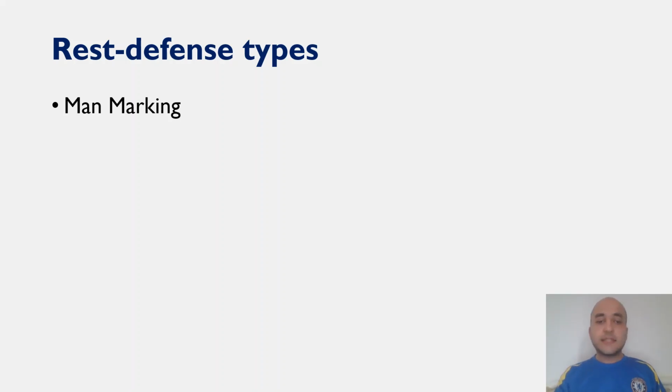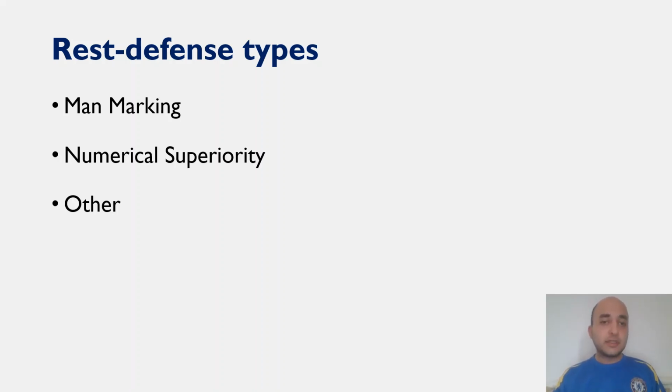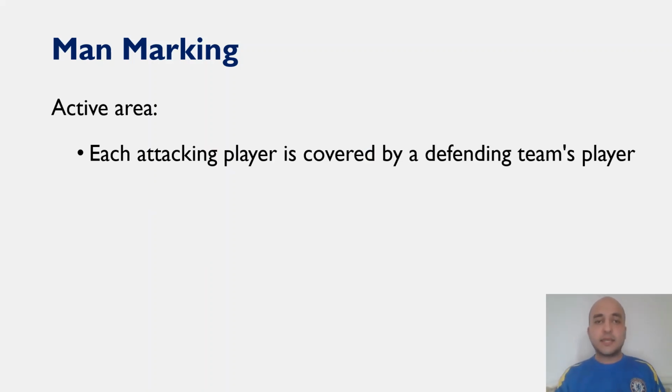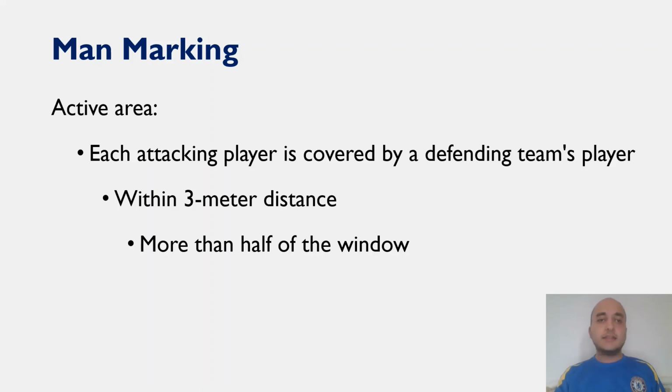And then here we introduce different rest defense types. We have, for example, man marking, we have numerical superiority, and we also introduce everything else as another category, which we call other rest defense. So let's see what man marking is. We introduce the active area, and we say each attacking player in the active area is covered by a defending player within a 3-meter distance. And this condition should be valid for more than half of the window. We introduce a 10 seconds window, and it should be valid in at least half of the window.